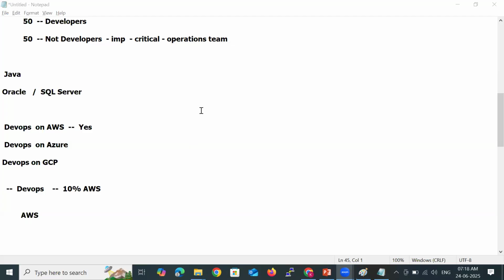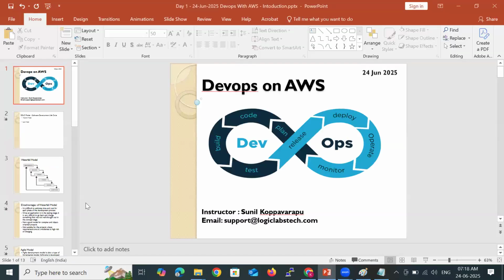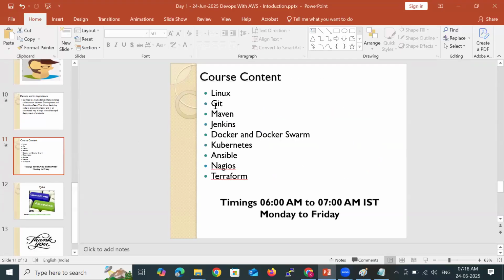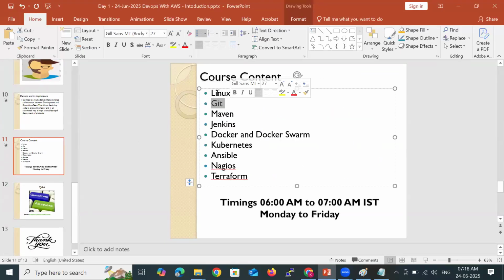So tomorrow's plan, as I told you, before getting into the first tool of DevOps, which is Git, we should all be good at the Linux environment. So let's spend some time learning Linux. Tomorrow we will learn how to create an AWS account, and we will be creating a Linux environment on AWS, and we get started with Linux commands. That's our plan for tomorrow's session.